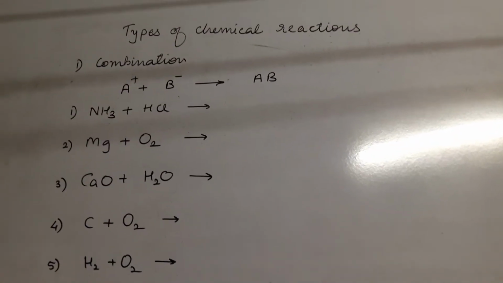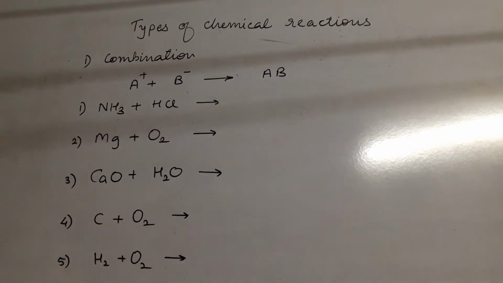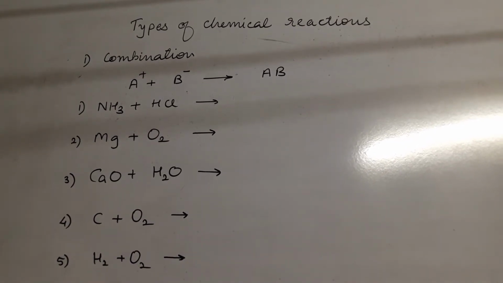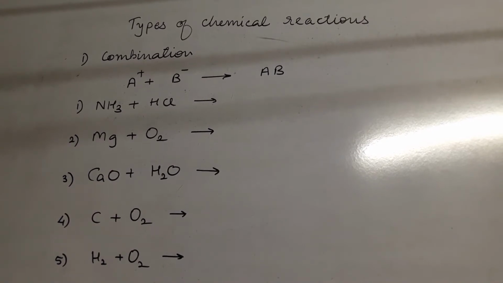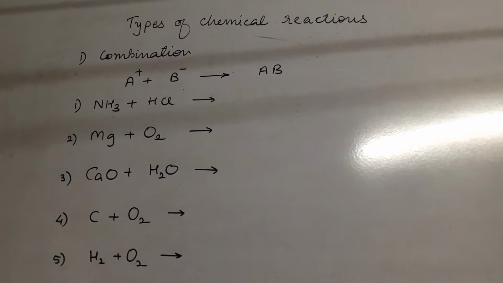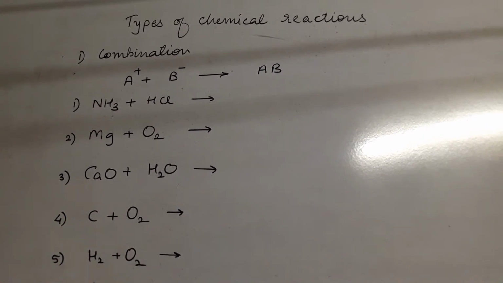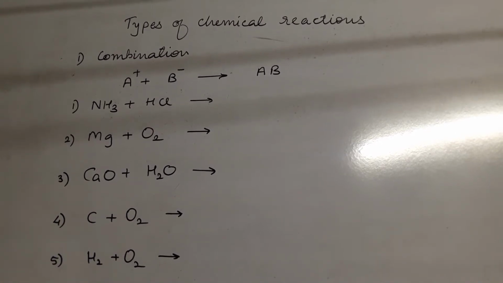Last time we have seen the radicals, positive radicals and negative radicals, in which monovalent, divalent and trivalent also we have seen. And we also saw that positive radicals and negative radicals come together and combine in fixed proportion and form the compounds. So we have seen how to write compounds, how to read compounds, then how to write chemical reactions. Today we will see the types of chemical reactions.